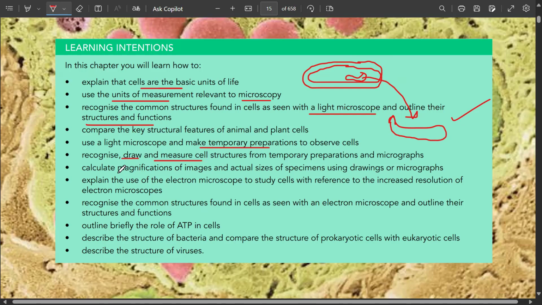Then we also have magnifications, okay? And this is the same thing that you've done previously as well. What is the difference between light microscope and electron microscopes? What are the common structures found in cells in an electron microscope? The role of ATP in cells.